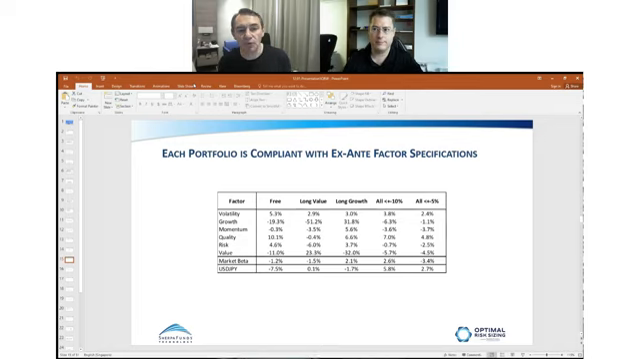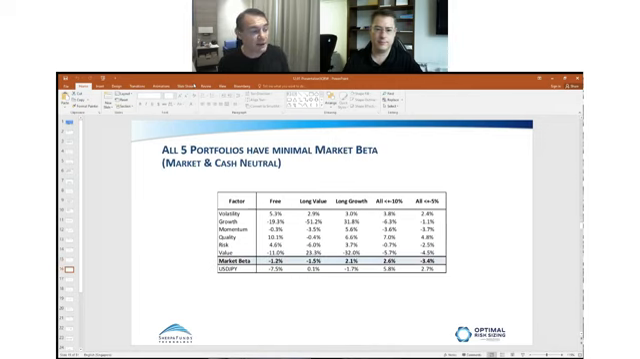You can see that the portfolios, this is their ex-ante factor exposures. So each of the 5 portfolios do what we said they would do. So first up, they're all market neutral and cash neutral. So we built them to be cash neutral, and we built them to have minimal, nominal market beta, or almost no real market exposure.